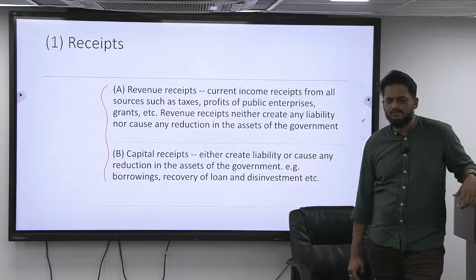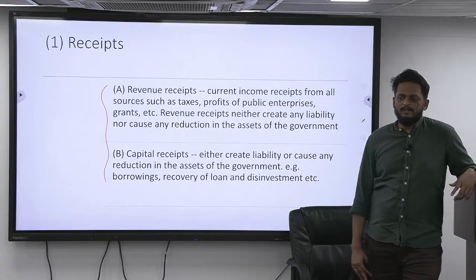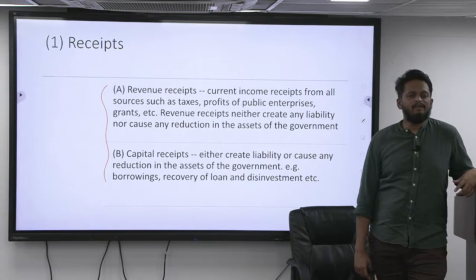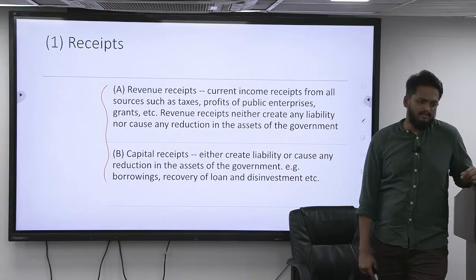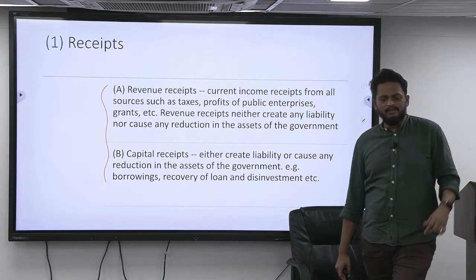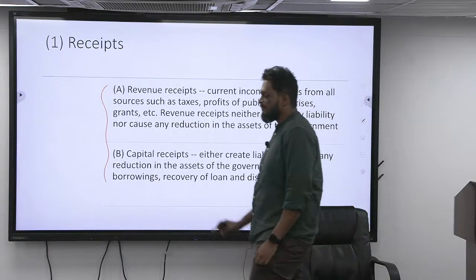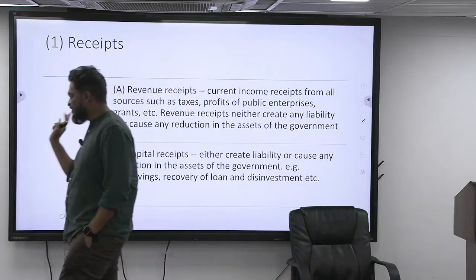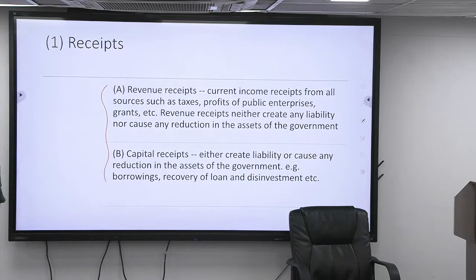You understood this? Now consider it from the government's perspective. People are regularly, every month, paying GST or tax. What type of receipt is it? It is a revenue receipt because it is a regular income for the government. Imagine the government takes a loan from the World Bank. What type of receipt will it be? It will be a capital receipt.